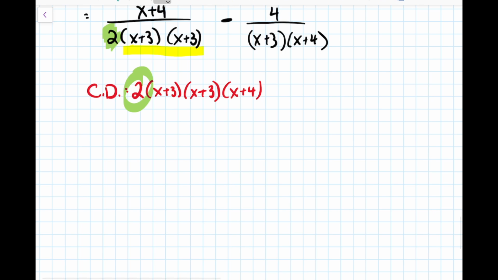Now that we've got our common denominator, let's put these fractions over that common denominator. So we've got x plus 4 over 2 times x plus 3 times x plus 3. And so this fraction already has the first 3 bits of our common denominator, but it is missing the x plus 4.